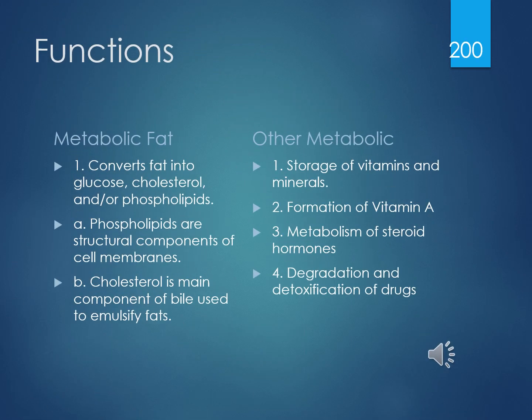Metabolism of fat converts fat into glucose, cholesterol, and/or phospholipids. Phospholipids are structural components of cell membranes, and cholesterol is the main component of bile used to emulsify fats. That'll be important next chapter. Other metabolic: there's storage of vitamins and minerals, formation of vitamin A, metabolism of steroid hormones, and degradation and detoxification of drugs.